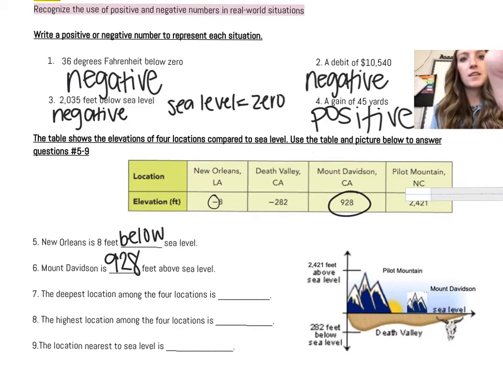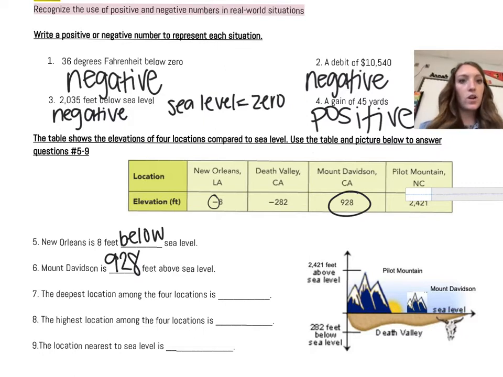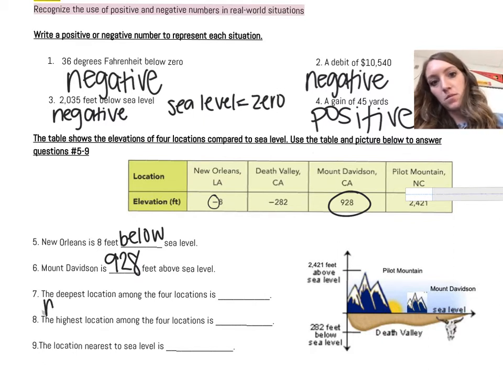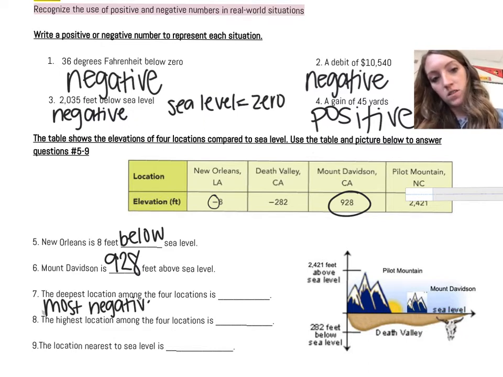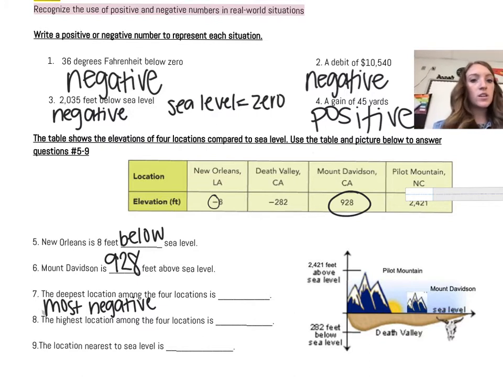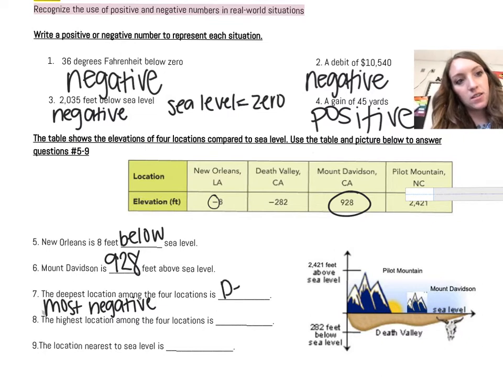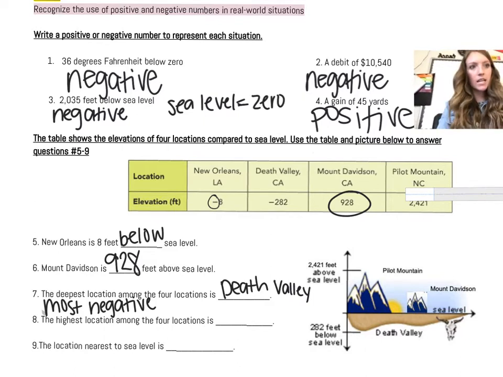Number 7, I want to find the deepest location of the 4. So when I think about the deepest, that would be the most negative. What location is the most negative here? That would be Death Valley. Death Valley is the most negative, or the farthest down.